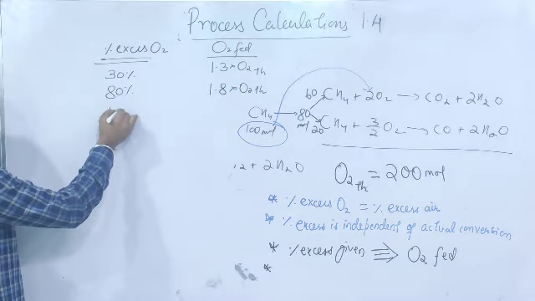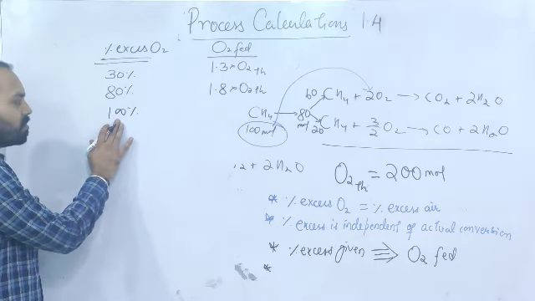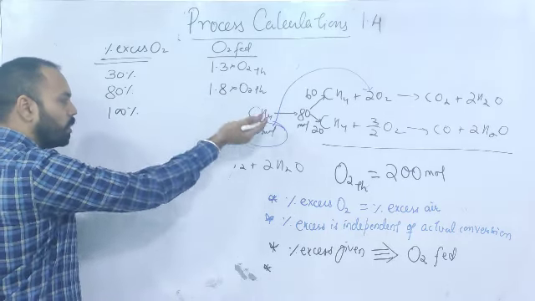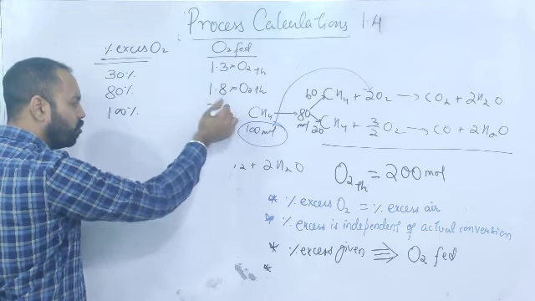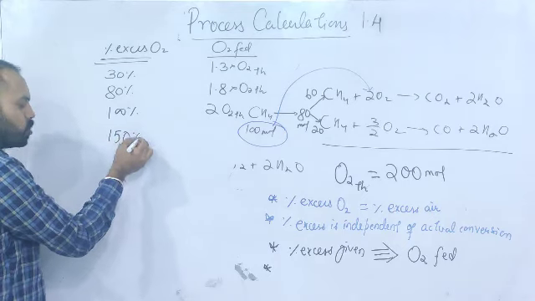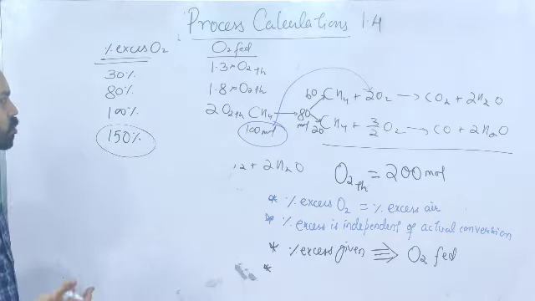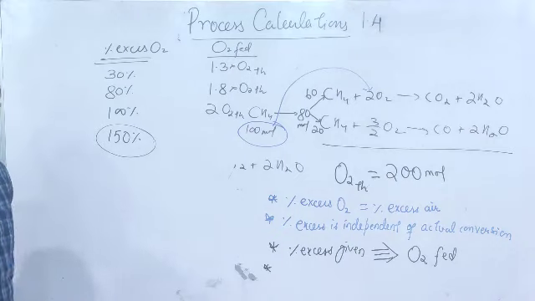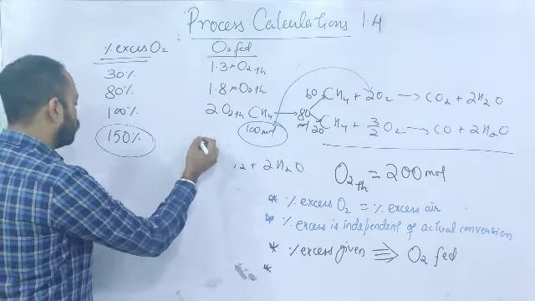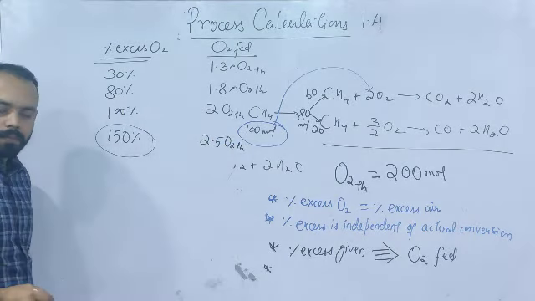If percent excess is 100%, here most of the students make a mistake. If it is 100%, they simply write sometimes O2 theoretical. It is twice of O2 theoretical if you follow this. And here also most of the students make mistakes. If percent excess is 150%, the student multiplies the O2 theoretical by 1.5. So do not make these mistakes. It should be 2.5 times O2 theoretical, right?